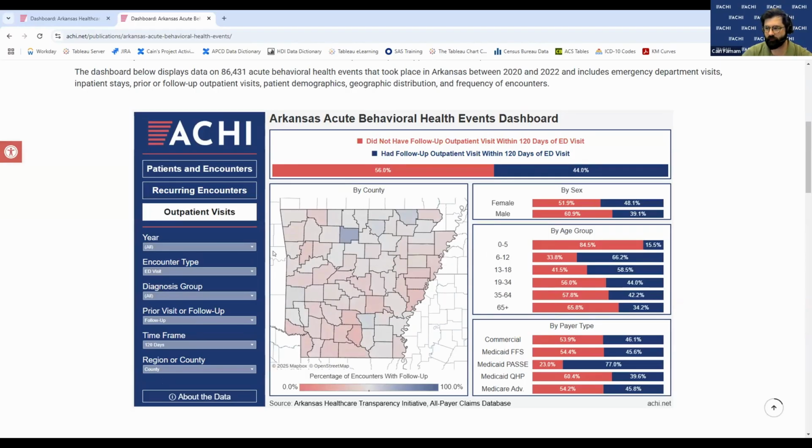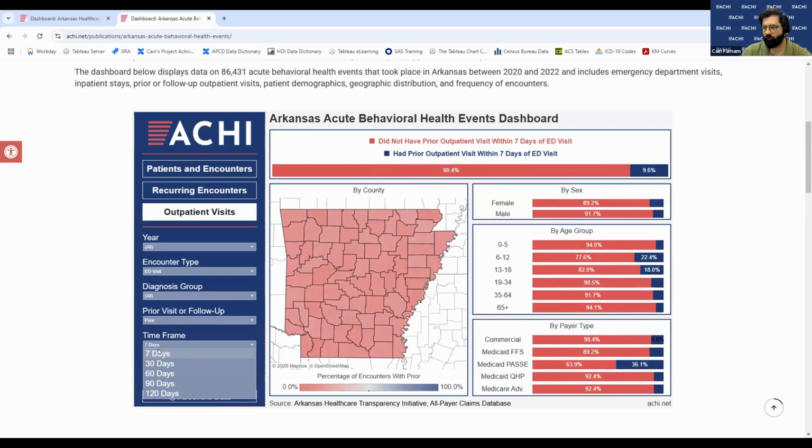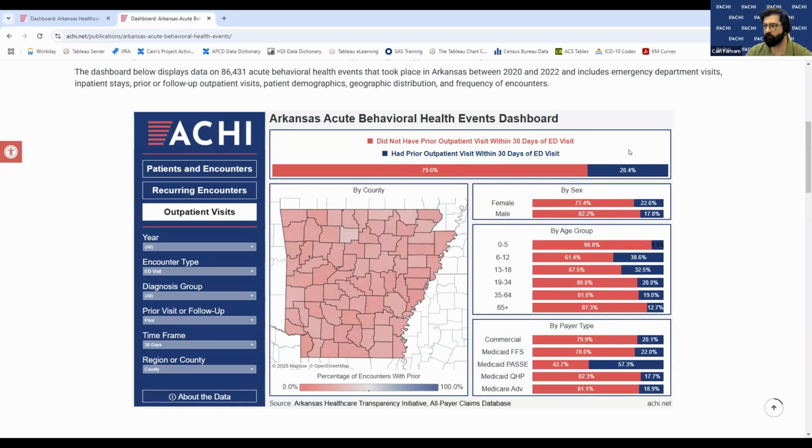And then the one last thing I'll mention about the outpatients view is, I mentioned earlier, we have a prior visit option. This just moves the window to look for outpatient visits to prior to their acute behavioral health event, whether it's ED or IP. So if we look at 30 days, for instance, this is saying that of those individuals that had an emergency department behavioral health visit, only 20.4% of them had an outpatient visit within 30 days prior to that event.